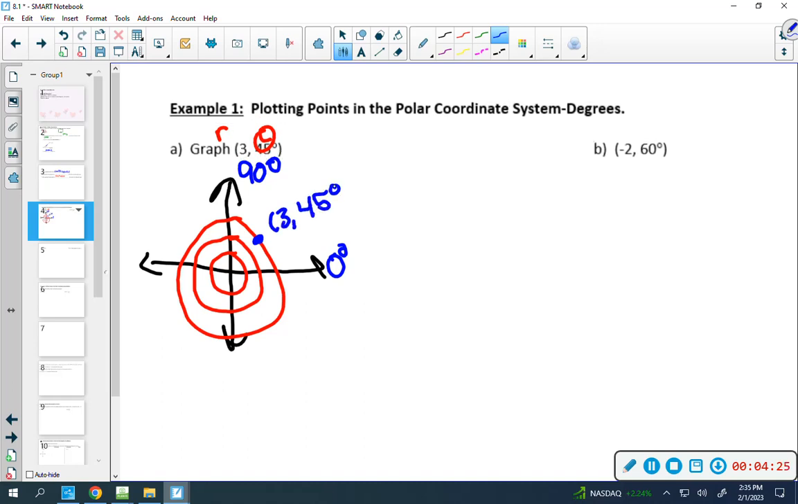I'm going to put a degree symbol on. So that's how you plot polar coordinates. You have to make the circles for however many radii you have, depending on what we're going to get up to, and then of course your angle. So let's take a look at this one.